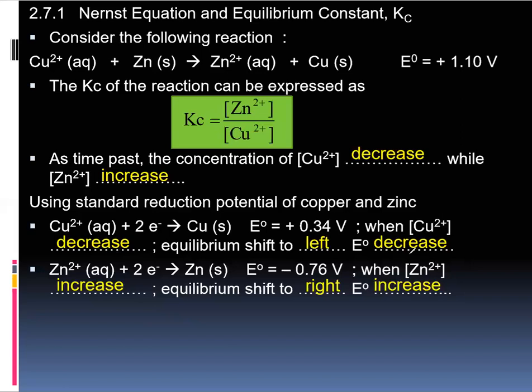See that now? Because our E naught is positive, when the concentration decreases, equilibrium will shift to the left, and our E will also decrease. We already said this when we were talking about factors that affect electrode potential. Therefore, for our zinc, the standard value is negative. As the concentration increases, equilibrium will shift to the right, and E will also increase. Make sure you absorb this fact and understand it properly.